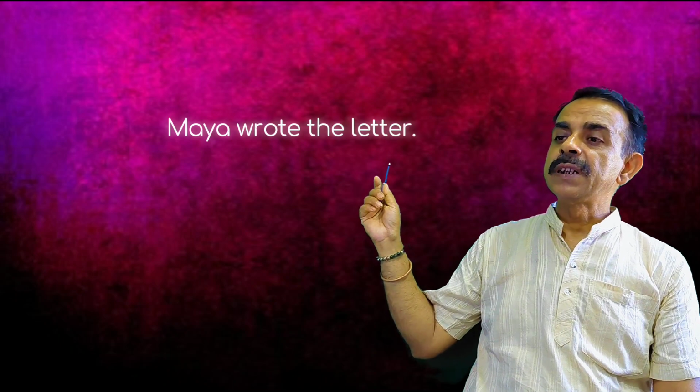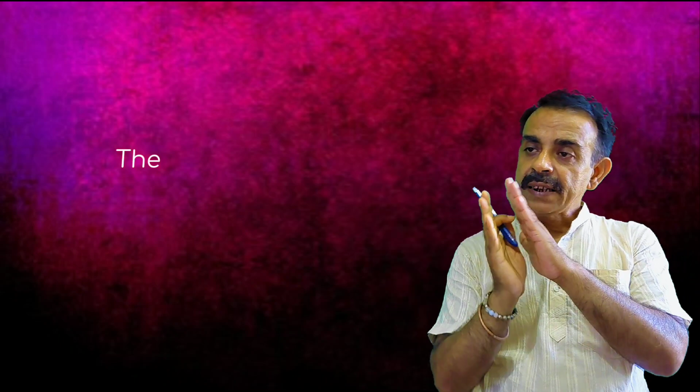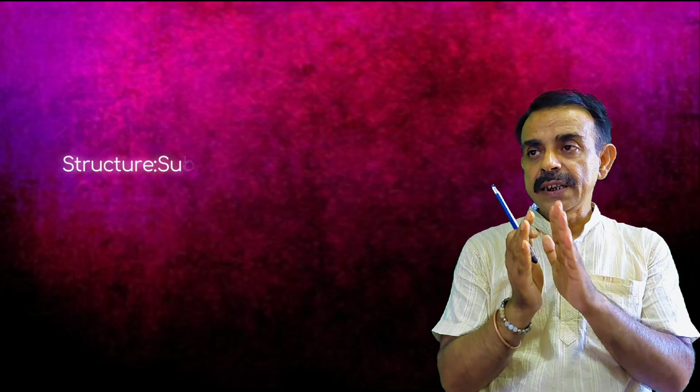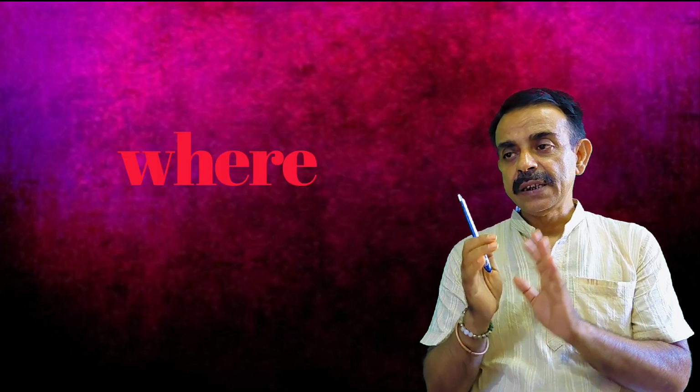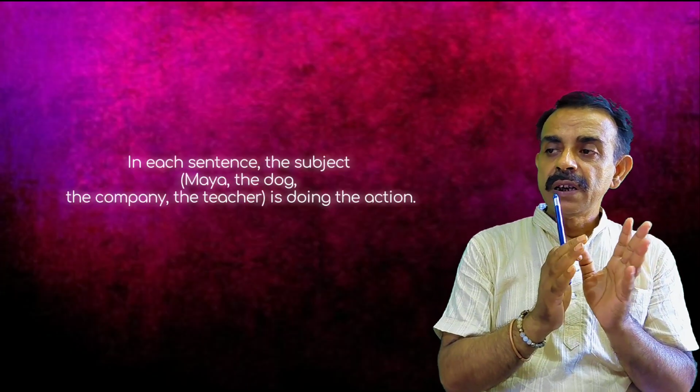So active voice is a sentence structure in which the subject performs the action expressed by the verb. In other words, the person, animal or thing that comes before the verb directly carries out the action. Now, one example: suppose Maya wrote the letter, and the dog chased the ball. The structure is subject plus verb plus object. Here, Maya and the dog are doing the action.